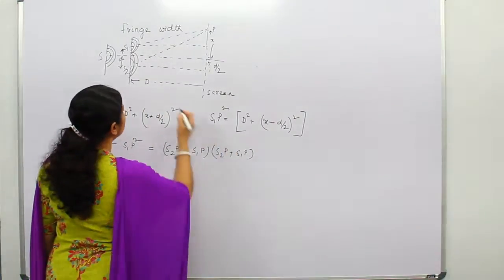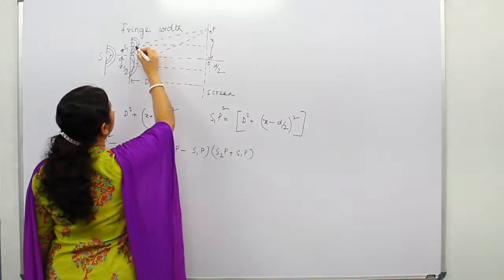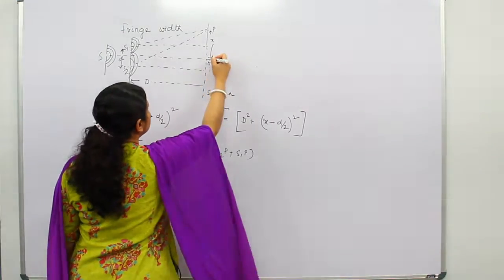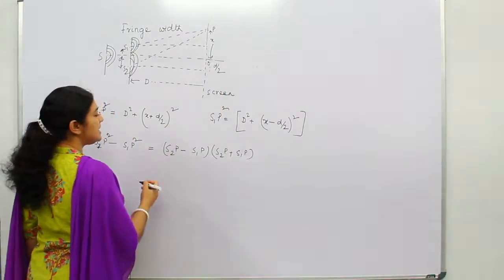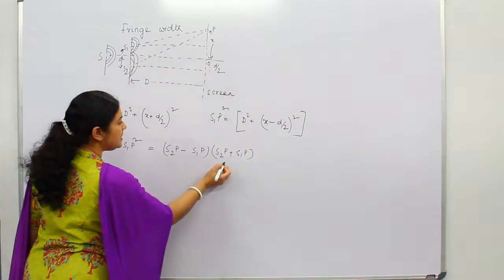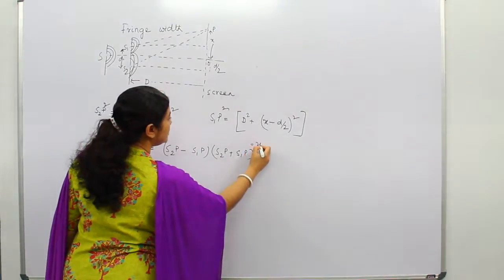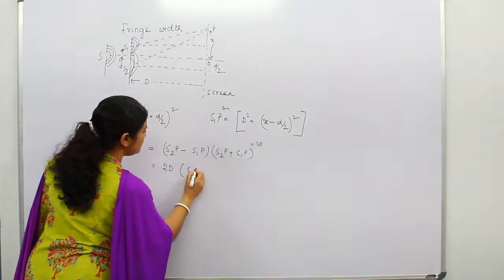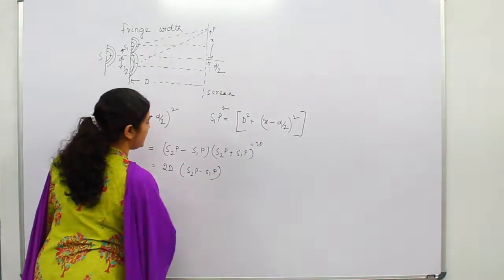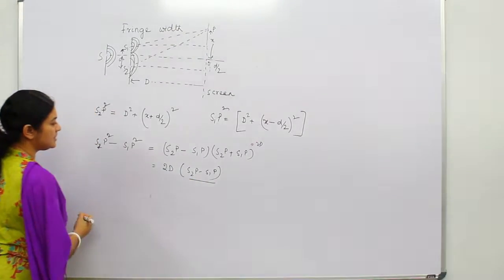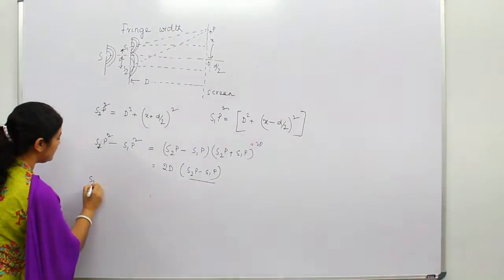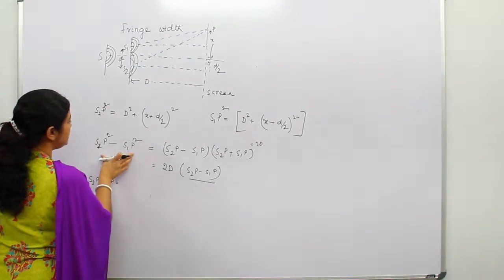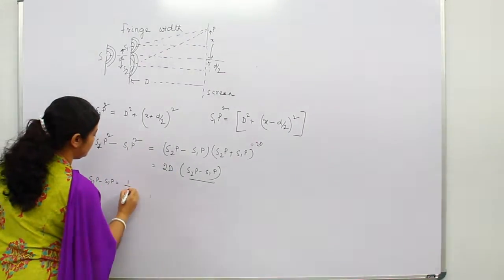Now S2P and S1P, this distance, if assumed to be very near to the origin, that is x is very small, will be approximately equal to 2d. So S2P minus S1P, the path difference, will be equal to this by 2d.